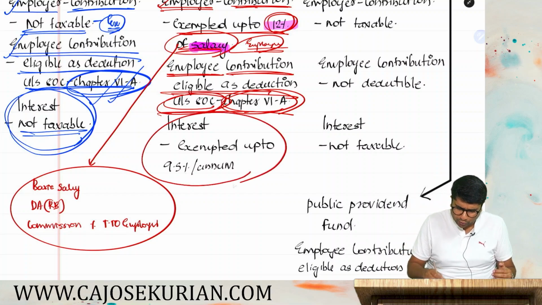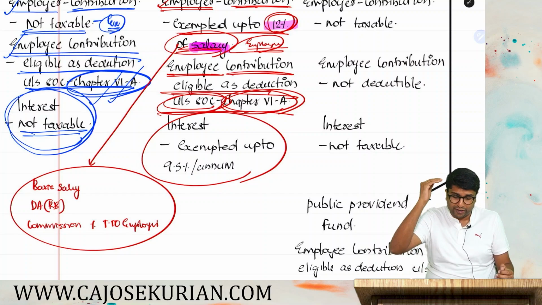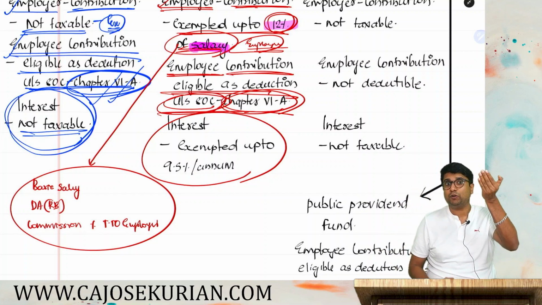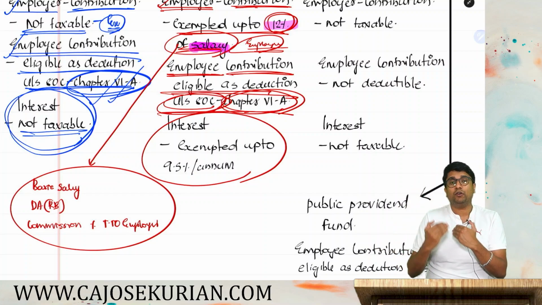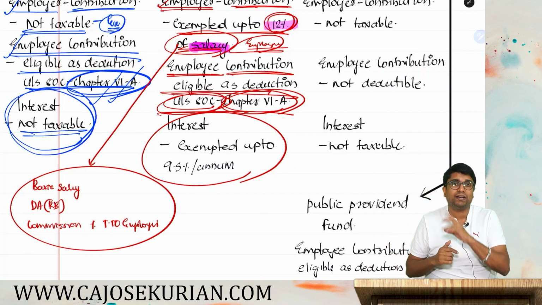How about the interest portion? Interest, you can claim an exemption, but there is a ceiling limit for that. That is 9.5% per annum. Interest up to 9.5% per annum. If you are getting excess interest over and above 9.5%, only that excess shall be taxable under the head salary.